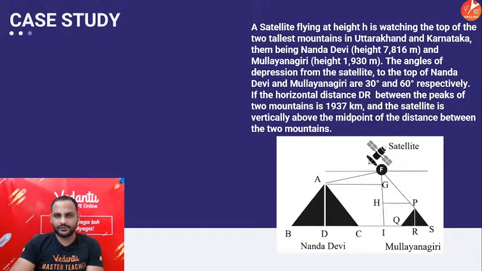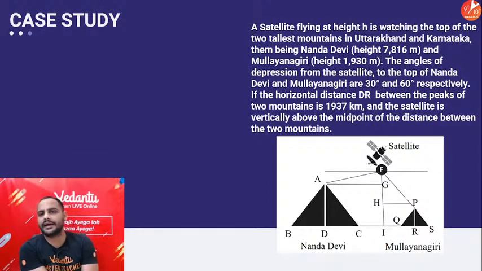Okay, next question देखो. अब देखो, here again see how much point is like not used a lot. Satellite flying at height h, satellite is flying at a height small h, is watching the top of the two tallest mountains in Uttarakhand and Karnataka, them being Nanda Devi and Mullayanagiri. ठीक है, Nanda Devi is in Uttarakhand, Karnataka में Mullayanagiri.